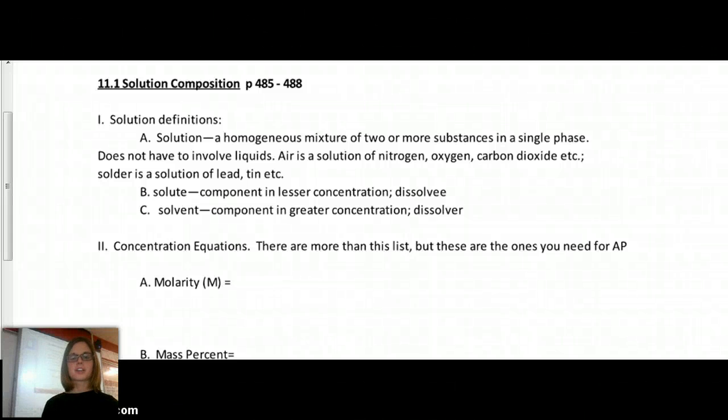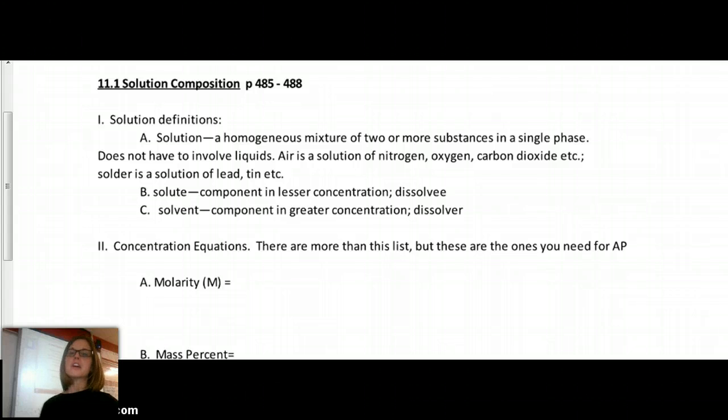Hi folks, we are about to begin chapter 11 on solutions and their properties. To start out today, we are going to work on those definitions for solutions again. Just want to remind you that a solution is a homogeneous mixture of two or more substances in a single phase. It does not have to involve liquids.